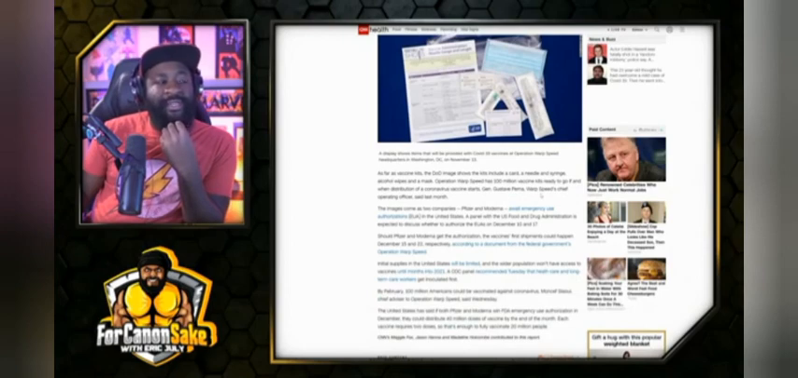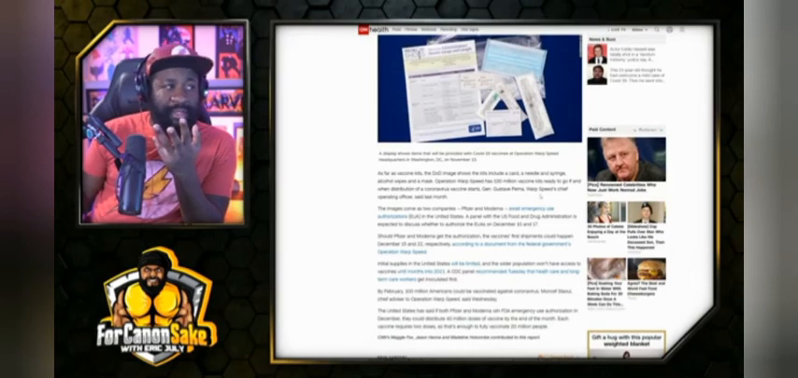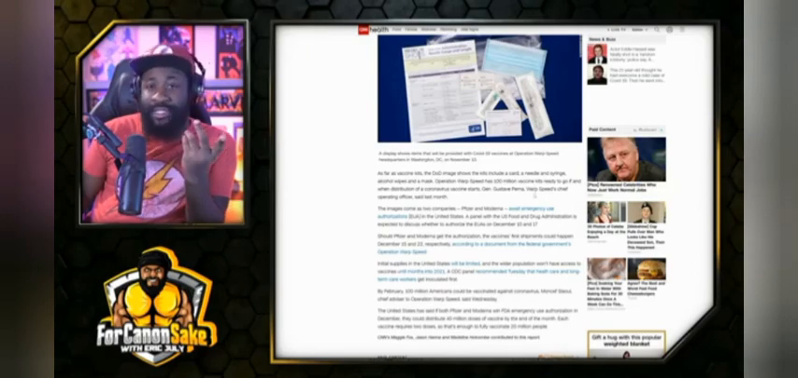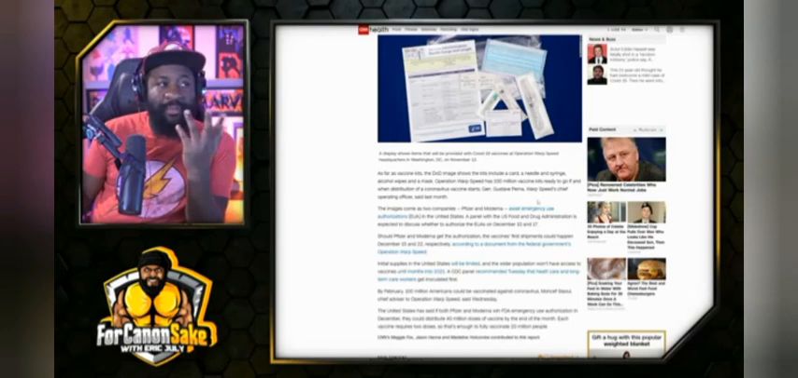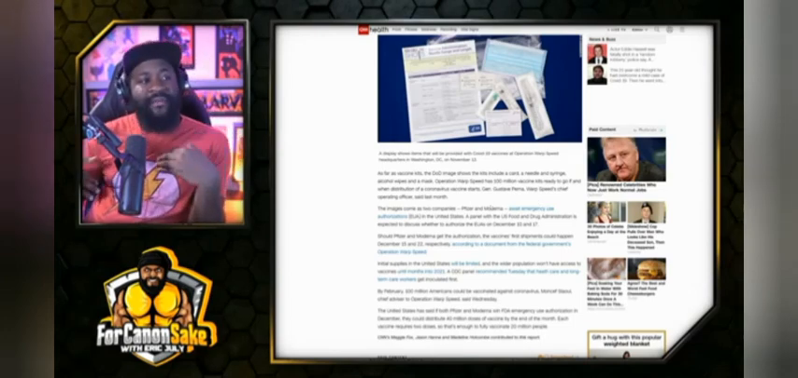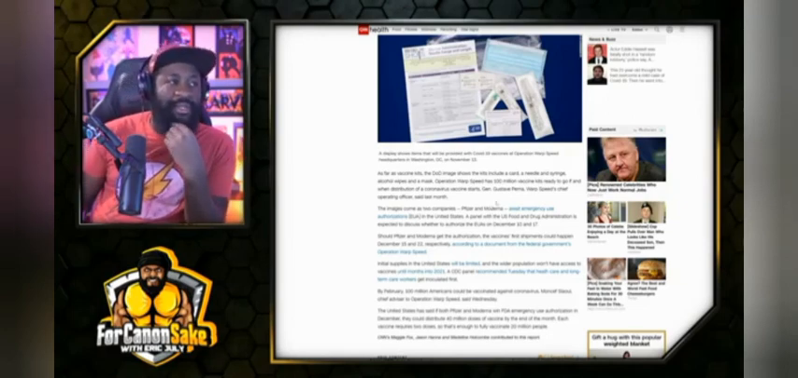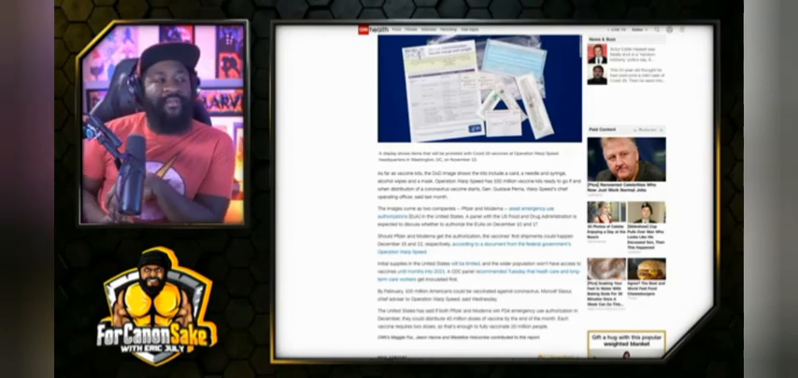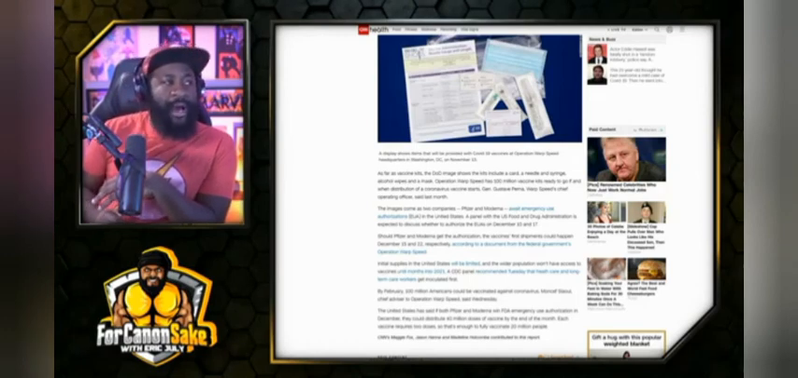As far as vaccine kits, the DoD image shows the kits include a card, a needle, and a syringe, alcohol wipes, and a mask. Operation Warp Speed has 100 million vaccine kits, which is, again, you say what you will about Trump, he's complicit in all of that, because they've been discussing this, and he's talked about military folk being ready to go to make sure we get this out to everybody to get folks needles put in them.